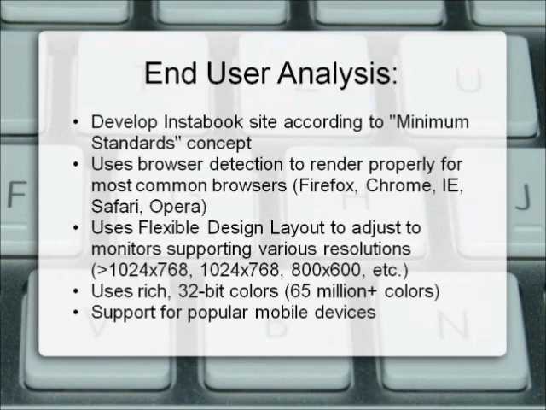Due to this degree of variation, the Instabook site will be developed in accordance with the minimum standards concept. This means that the design will support users that have older browser versions, support a wide range of different common browsers, use a flexible design layout so that screen objects will automatically resize or reorient to account for different screen display resolutions, and will use 32-bit true color, which is capable of displaying over 65 million different shades.